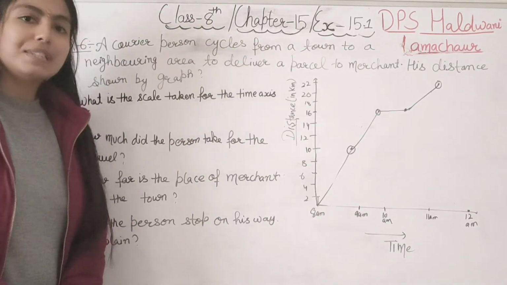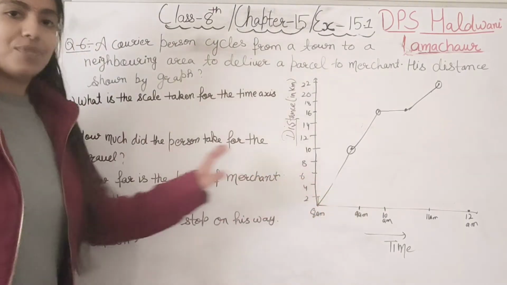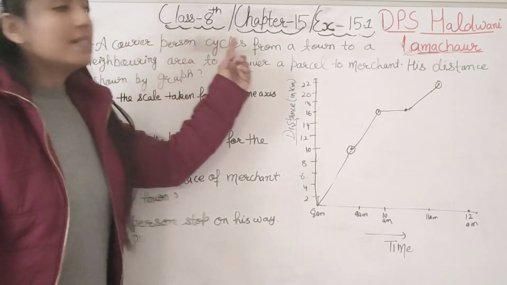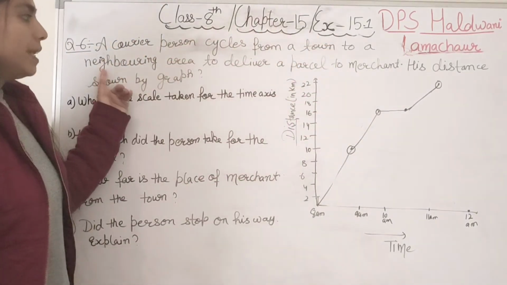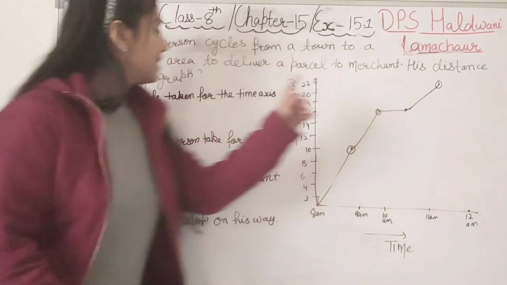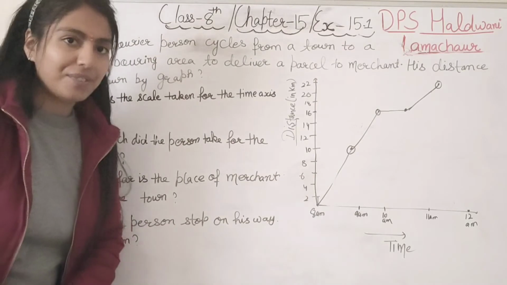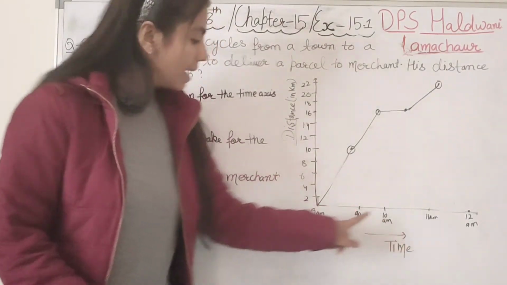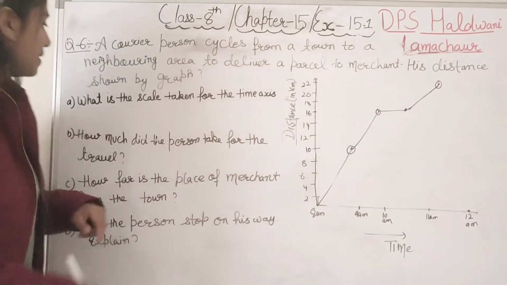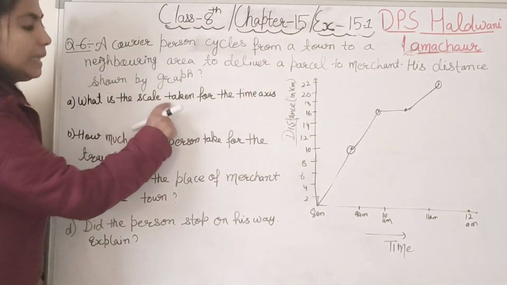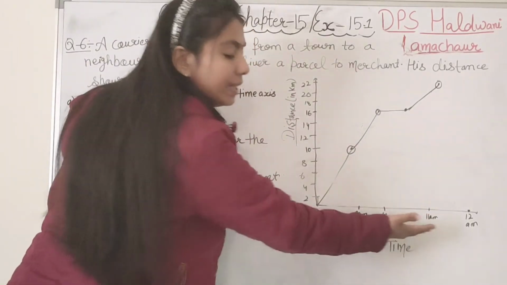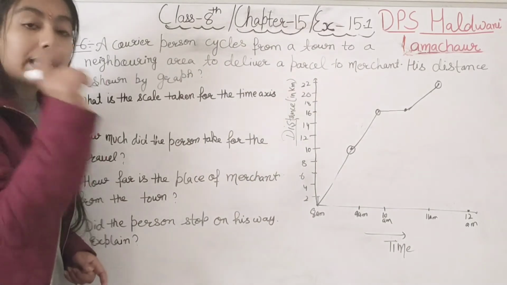Coming to our question number 6, student, again we have a graph and we have to give the answer. So let's start. A courier person cycles from a town to a neighboring area to deliver a parcel. Right student? His distance is shown by the graph. So this is the timing and this is the distance traveled by him in kilometers. Right student? So let's start the A part. What is the scale taken for the time axis? The time axis, this x-axis, is called the time axis. So what scale has been taken?